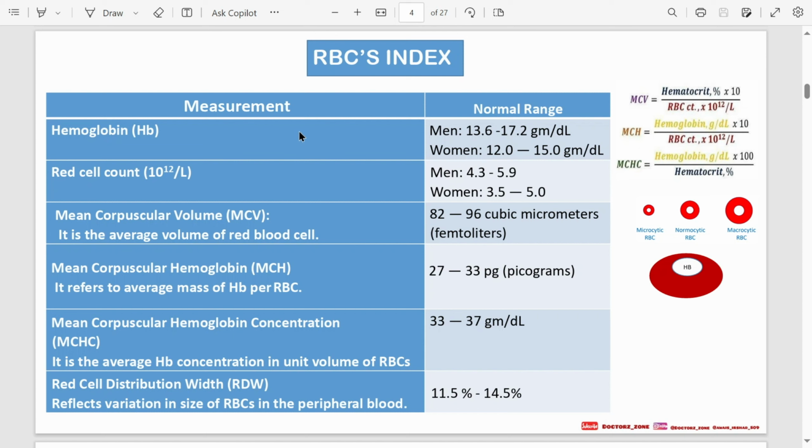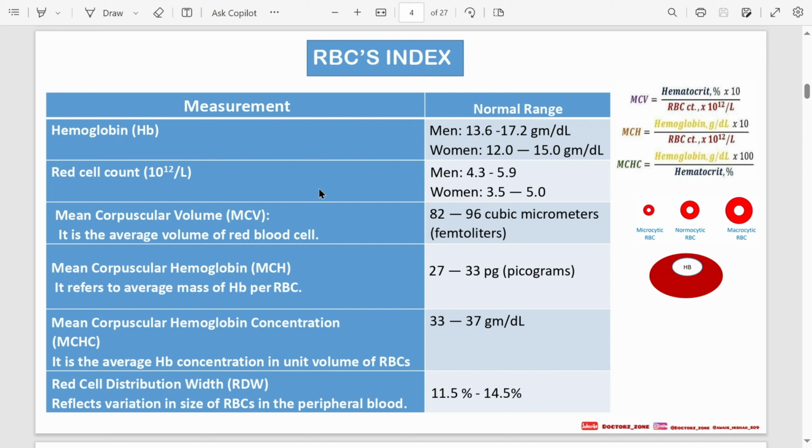First is the hemoglobin. In the man, its normal range is 13.6 to 17.2 gram per deciliter, and in the woman it is 12 to 15 gram per deciliter. Then is the red cell count. In the man, its normal range is 4.3 to 5.9 10 to the power 12 per liter, and in the woman it is 3.5 to 5 10 to the power 12 per liter.